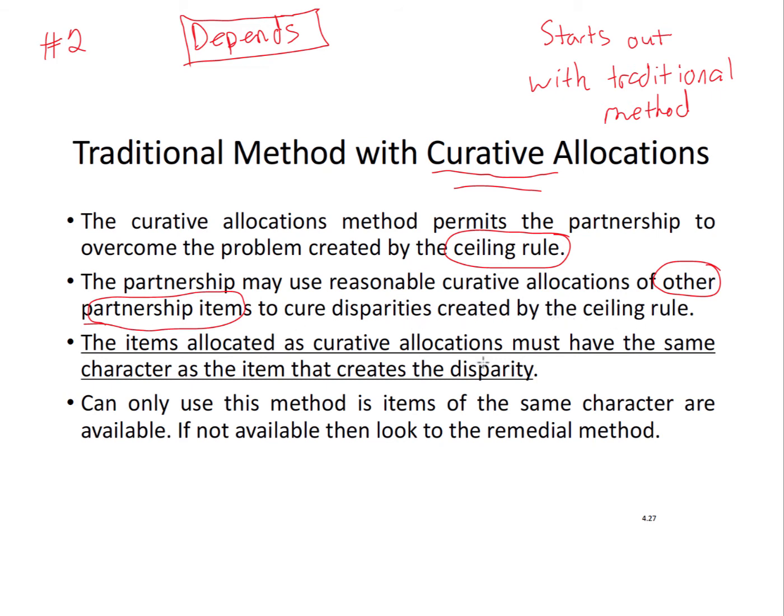The partnership may use reasonable curative allocations of other partnership items to cure disparities created by the ceiling rule. Now, it's very important. This is the most important thing. This is why it depends. The only type of item you can cure with is an item that has the same character as the item that creates the disparity. So what do I mean?